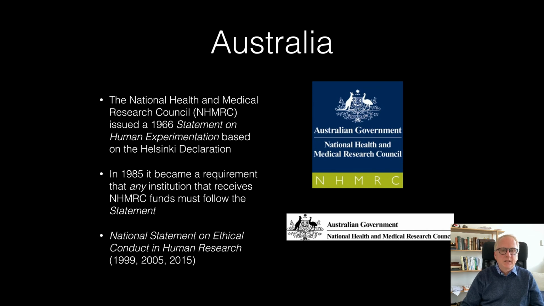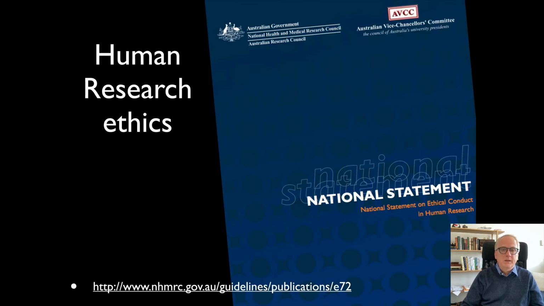It was updated in 1999, 2005, 2015, and even again just recently in the last couple of years. And I understand that there's going to be another updated version of the national statement. So you can find the national statement up on the NHMRC website. They always keep the latest version of it up there. It's a free PDF. And they would really like to have anybody who's doing human research at any university or hospital or any other institution know what the guidelines are in the national statement.